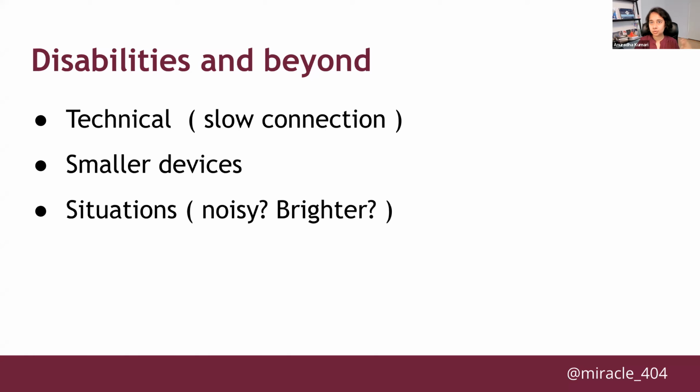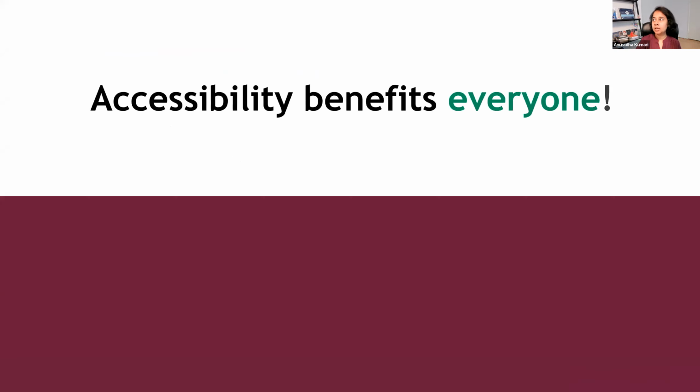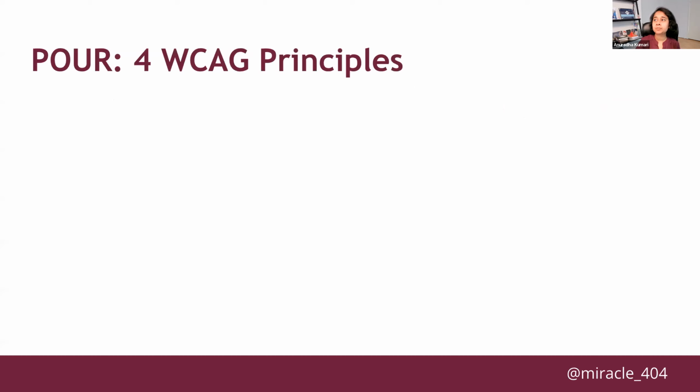Situations we already discussed, like a noisy environment or maybe a brighter environment. Then there are progressive disabilities, the ones which come with aging, like eyesight starts decreasing, hearing capability starts decreasing, motor disabilities happen, the joints get weak, and so on. All of these come under this area. Accessibility is a pretty big umbrella, and in a nutshell, we can say that accessibility benefits everyone, and it's very important for everyone.